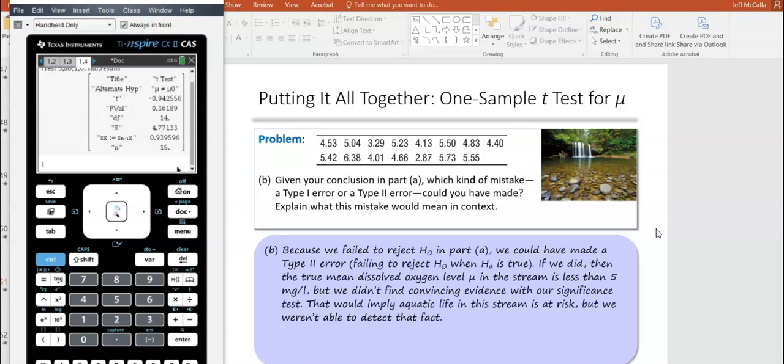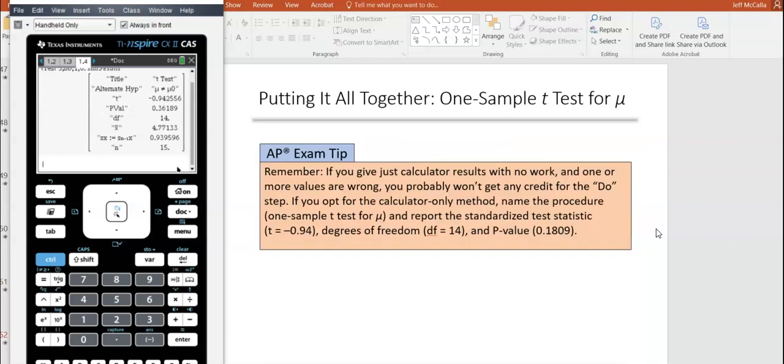Given the conclusion in part A, what kind of mistake? So we failed to reject. This is a silly way to remember, but failed to reject is type 2. The word to, I know failed to reject doesn't mean the word two, but if you think of failed to reject as type 2, it could be a type 2 error there. So if the true mean DO level in the stream is less than 5, we didn't find convincing evidence. That would imply aquatic life in the stream is at risk, but we weren't able to detect that fact, so that could be harmful to the environment there.